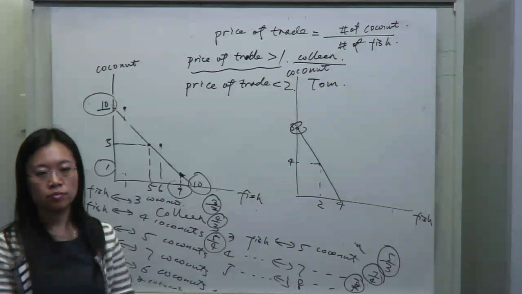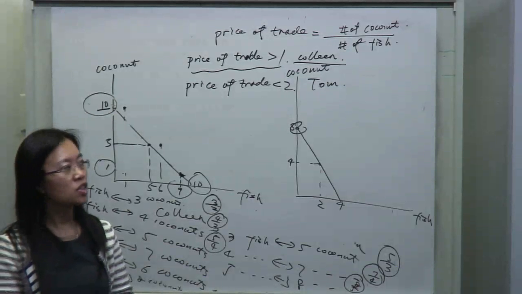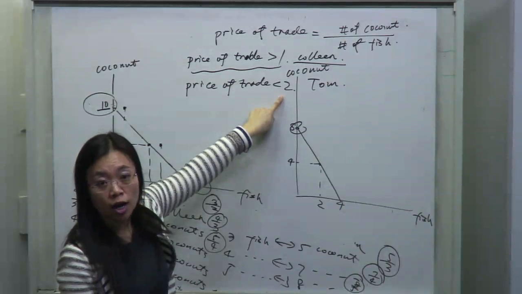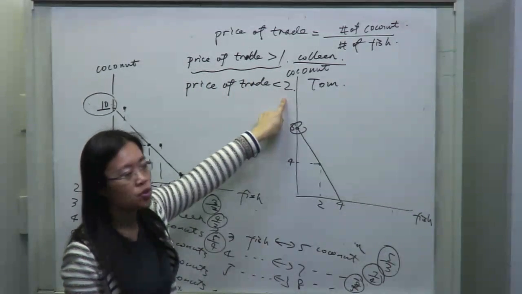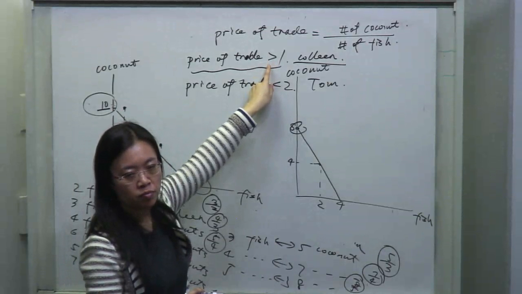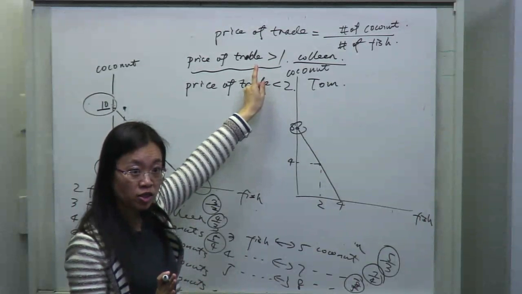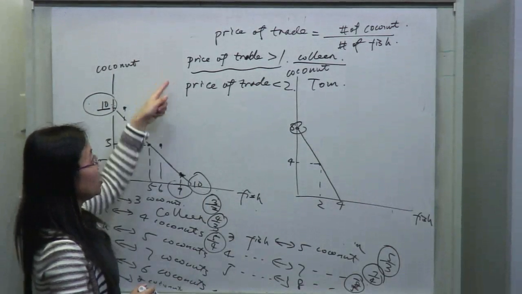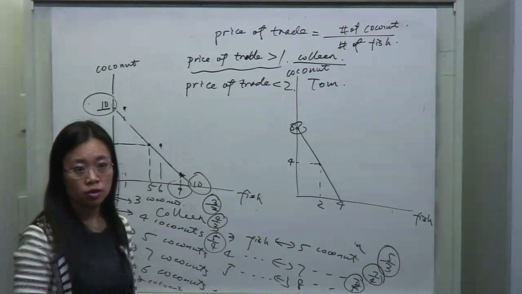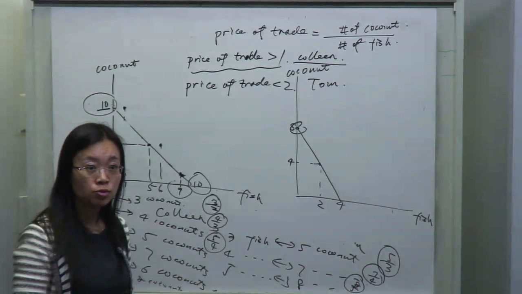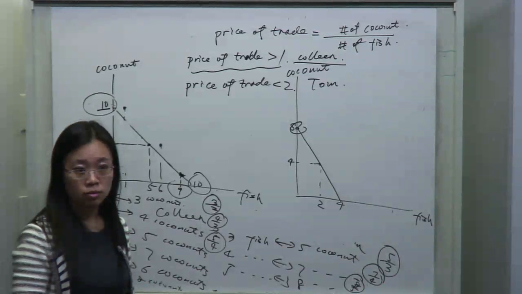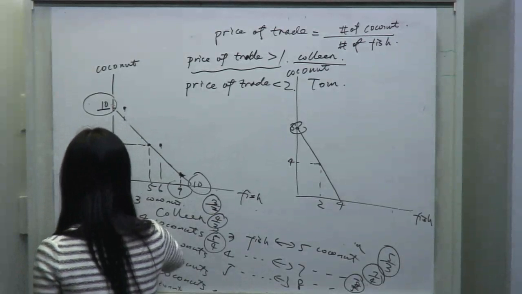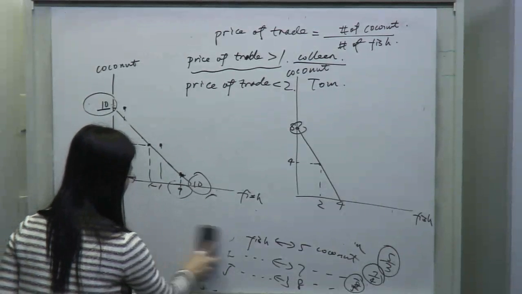So that means for Tom it has to be greater than 1 but smaller than 2? No, for Tom, this price of trade has to be less than 2. For Colleen, it has to be greater than 1. But we want both people to be willing to trade, right? So combining these two, what's the condition? The price of trade has to be between 1 and 2. Okay, so now we can erase all this stuff and we can make a summary.